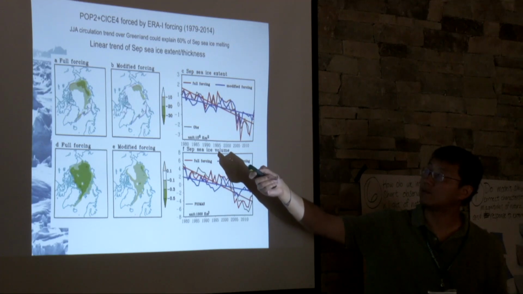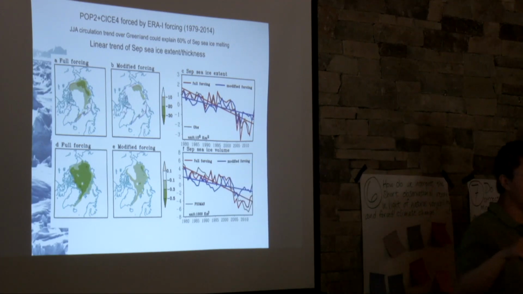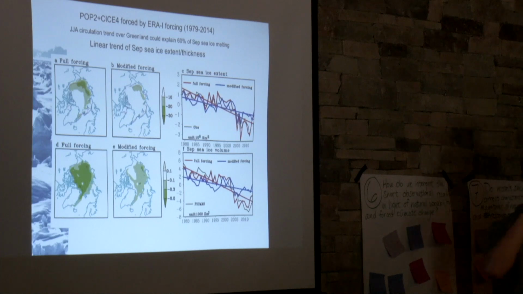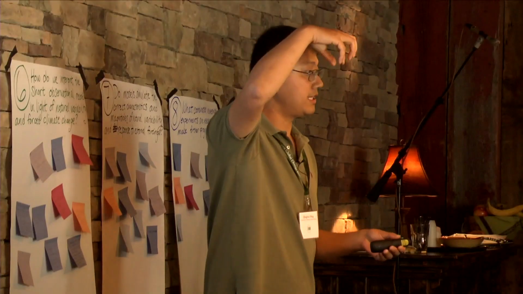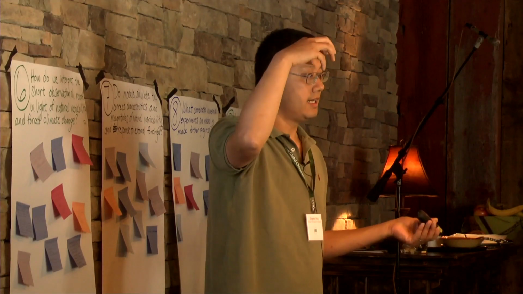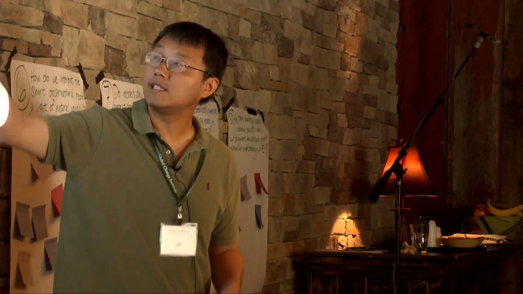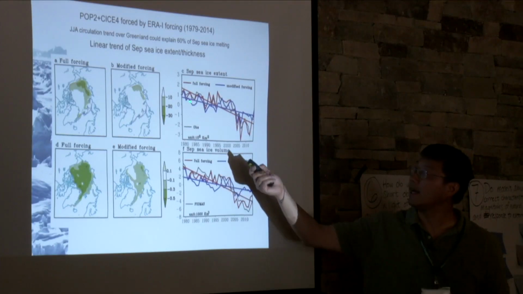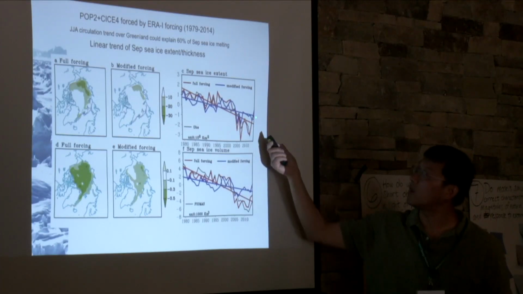And the next one is a modified forcing. In this ERA forcing, we remove anything related to this circulation index, which we call the Z200 over Greenland. We remove anything related to this index in JJA, only in summertime. We rerun this one, and we only get this much ice melting. This is the original one, and this is the modified one.